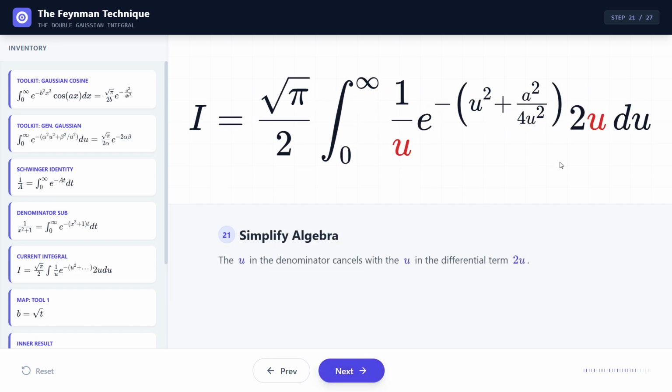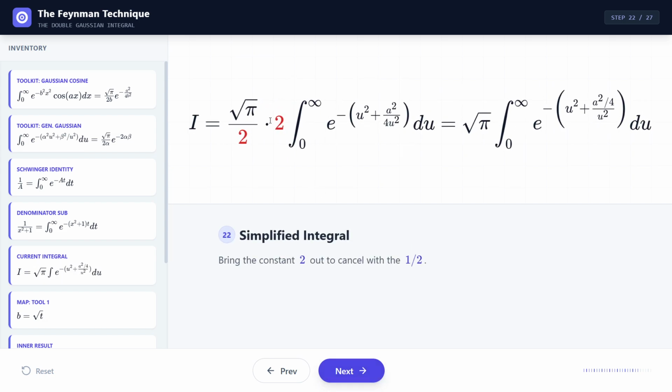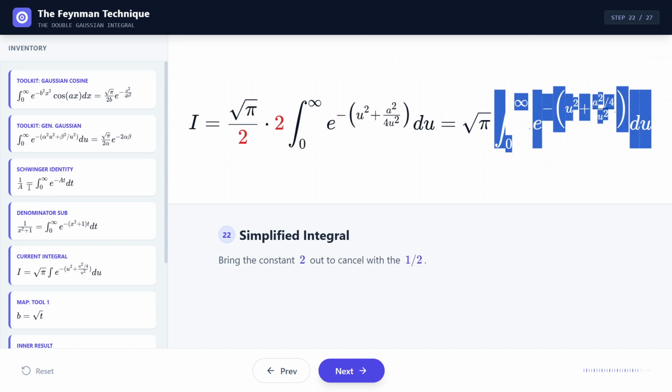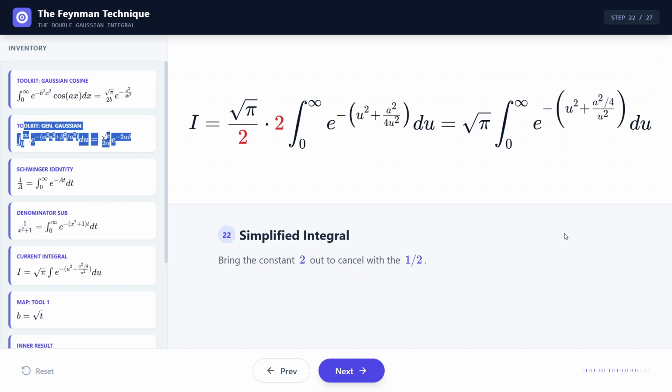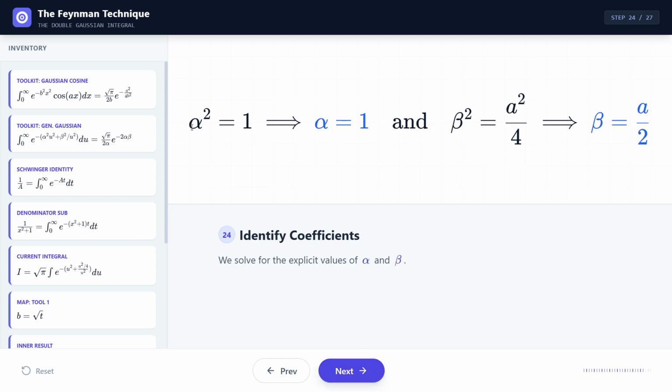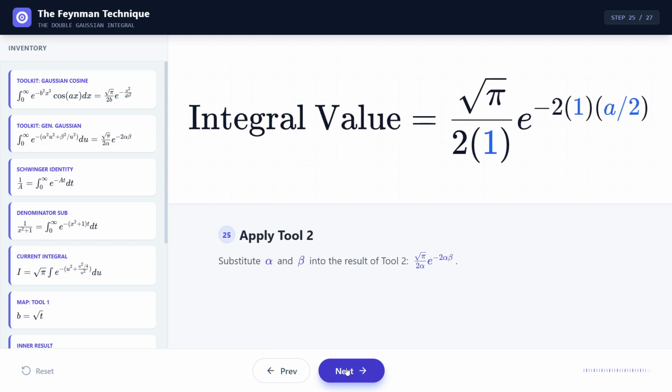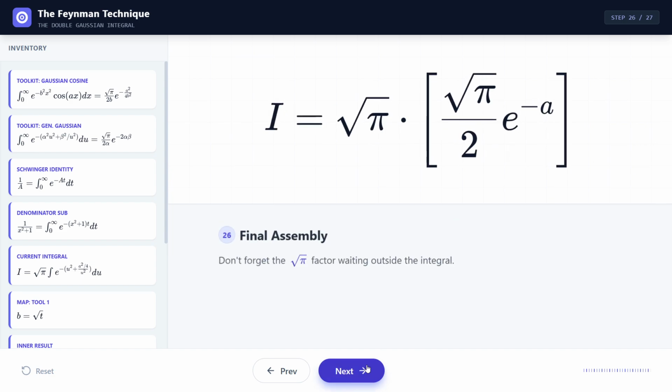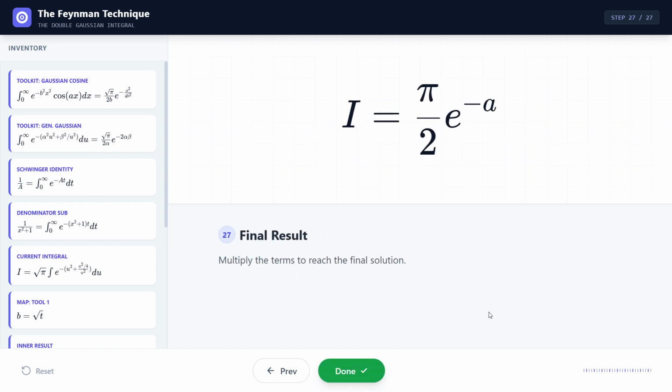You'll notice the u and the u cancel out, and also the 2 and the 2 cancel out. So we are left with just this integral right here, and this is in the form that we can plug into formula number 2 right here. All right, but in our tool, we have this, and in ours, we have this. So we need a squared to equal 1, which means that a is equal to 1, and we need b squared to equal a squared over 4, meaning b is a over 2. So we plug that into our formula, and our integral value is just this. But don't forget, we need to multiply that by the square root of pi, and finally we have our answer.